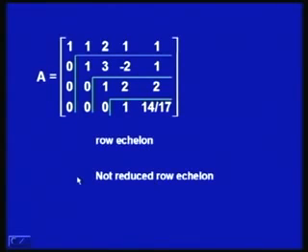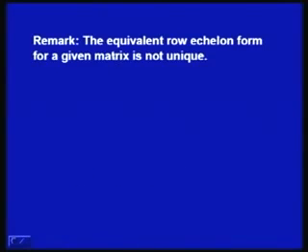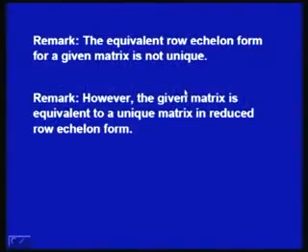It is not in row reduced echelon form, it is simply row echelon form. Now, the equivalent row echelon form for a given matrix is not unique. This is the remark, because I have applied some set of transformations. You can get to a row echelon form which will have different coefficients because you have applied different operations in different order. So this form is not unique. But if you want to transform into a reduced row echelon form, then it will be unique. So that is the basic difference between row echelon form and row reduced echelon form.